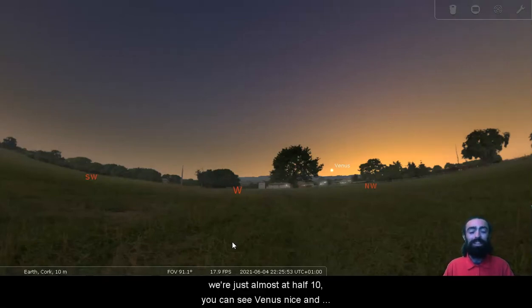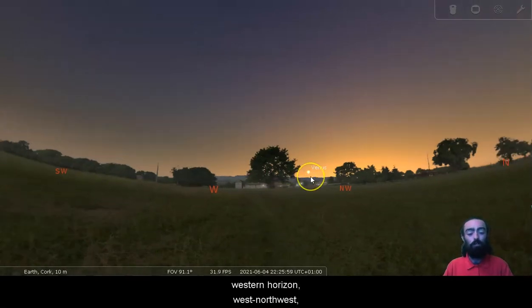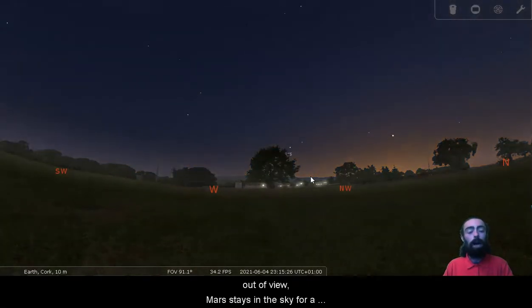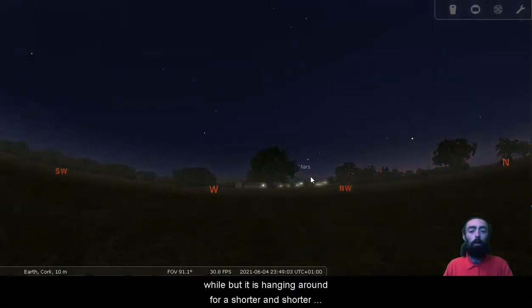So firstly, the sun is setting here on the 4th. We're just almost at 10:30. You can see Venus nice and bright there over almost the northwestern horizon, west-northwest. If we keep moving forward, you'll see Venus sets. We get Mars; Mercury, unfortunately, is now out of view.